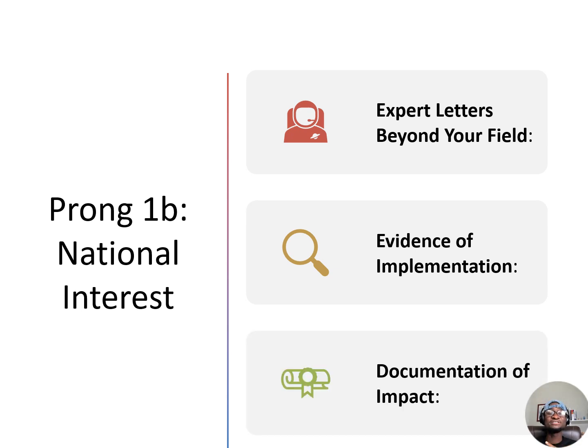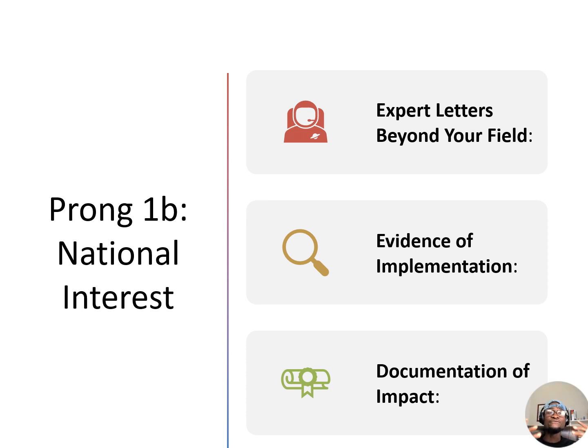The last one is documentation. So if you have reports, studies, or statistics that demonstrate the tangible outcomes of your work, this is also very key evidence. This includes how your research has influenced policy changes, industry standards, or contributed to economic development. So again, your work may have been used in some way, shape, or form. If you have any documentation to support this case, this is also very relevant.